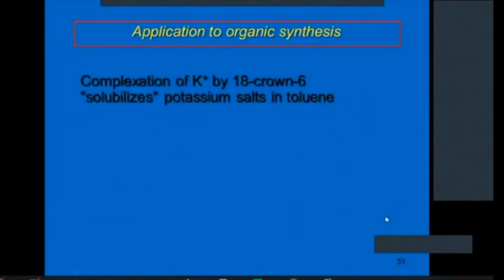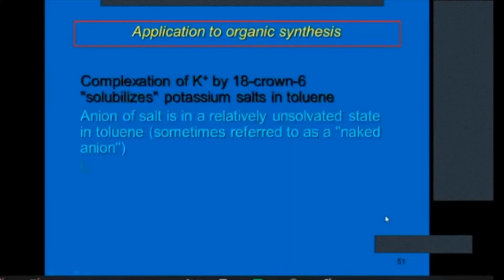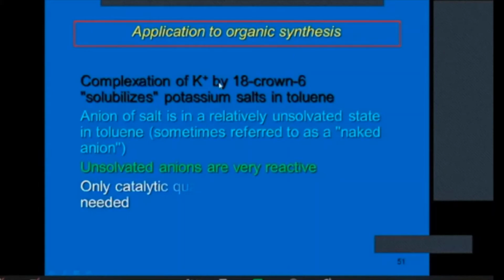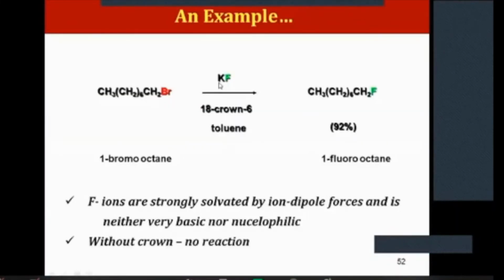You can see here, when you want to convert 1-bromooctane to 1-fluorooctane, if you use KF, you know that KF is not soluble in toluene or benzene. And if you put KF in protic solvents, the fluoride is strongly solvated by the ion-dipole forces we have seen before, and it is neither basic nor nucleophilic enough for a nucleophilic substitution of the bromine. So you add a pinch of 18-crown-6 in toluene. It captures the potassium so that the fluoride, the naked anion, easily replaces the bromine to form 1-fluorooctane. Without 18-crown-6, there is absolutely no reaction. This is one typical example of why crown ethers exist and what the use of these fancy molecules is.